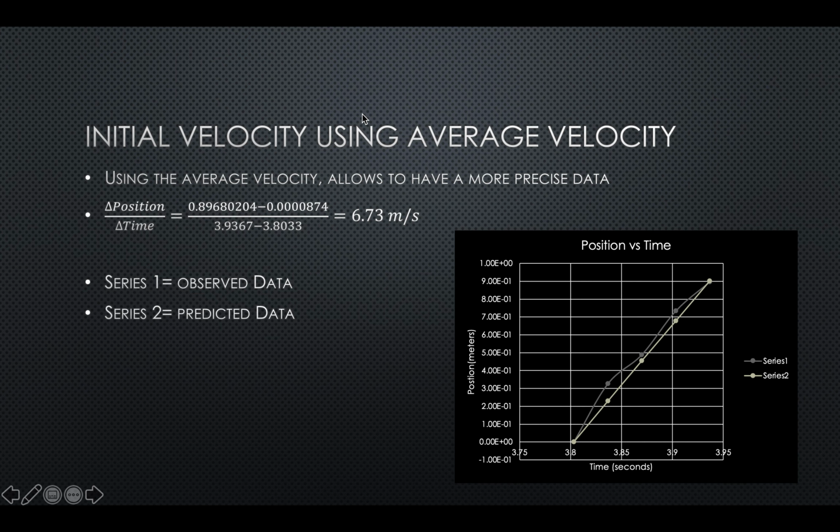So the graph demonstrates the position versus time, series 1 being the observed data and series 2 being the predicted data. As you can tell by the graph, the observed data isn't exactly linear, but it still follows that positive linear trend that the predicted data follows. Real speed is not constant because there are forces that come into play, and this is why the observed data isn't exactly linear as our predicted data.